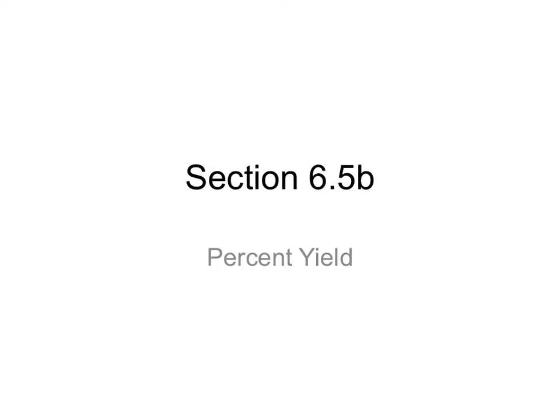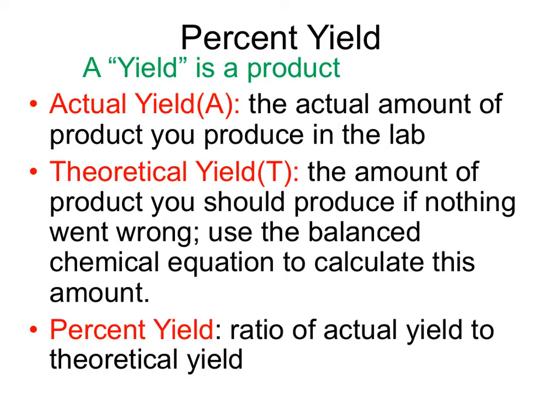We will continue with our section 6.5. This time we're going to talk about a concept called percent yield. A yield is a product, and in order to calculate percent yield, we need to look at the ratio of an actual yield to the theoretical yield of a substance.